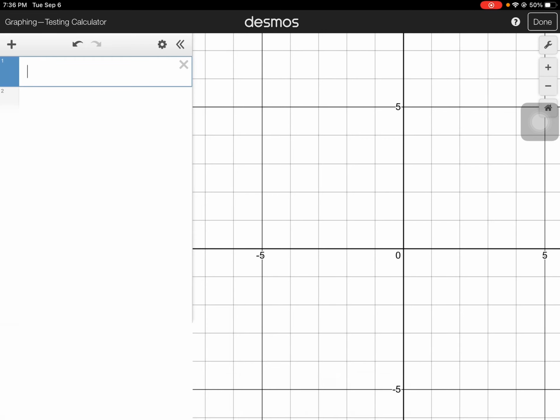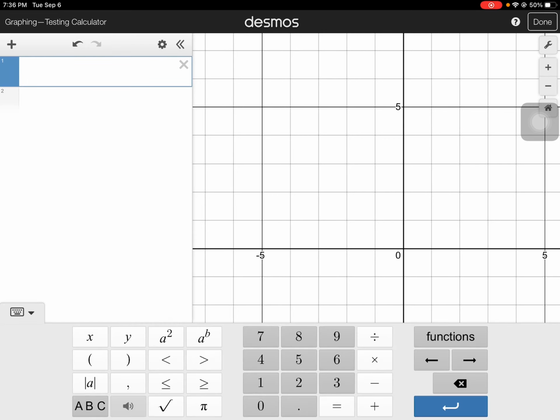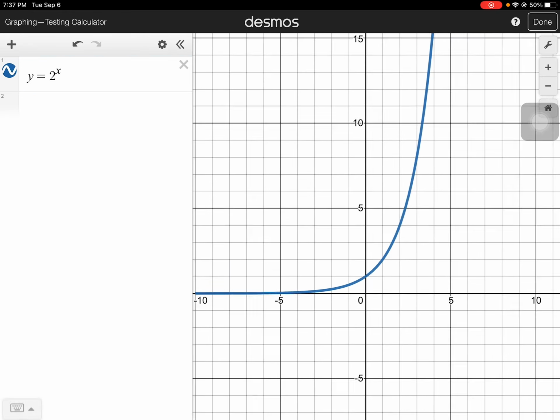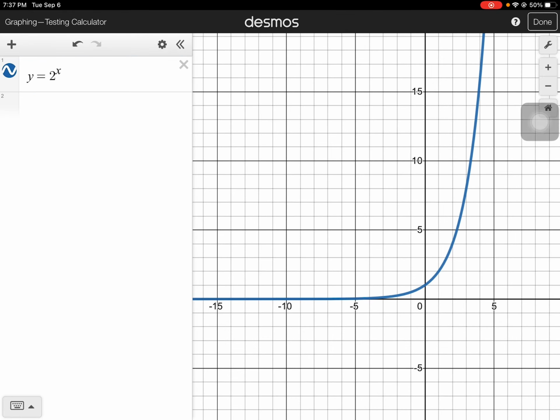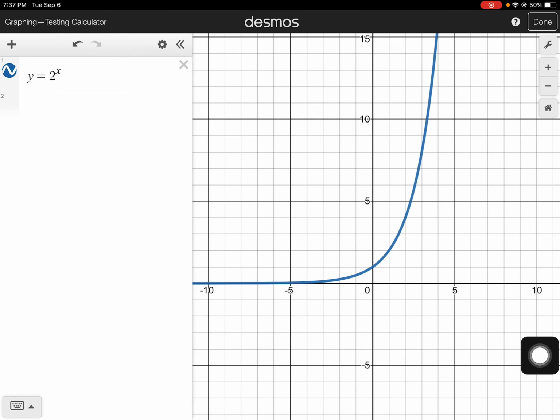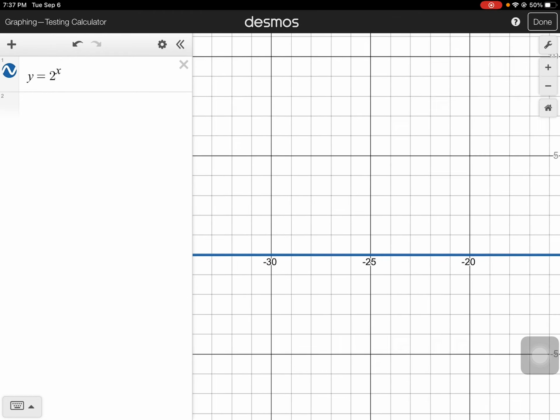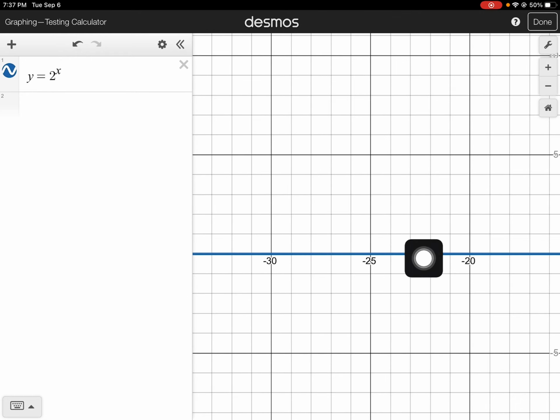And then lastly, we have the exponential parent function, which is y equals 2 to the power of x. So it looks like this. Again, we talked about how it starts off flat on this left side and it goes up really high. Now the exponential parent function is actually really unique, because if you look, it looks like it's right on top of the x-axis right here.